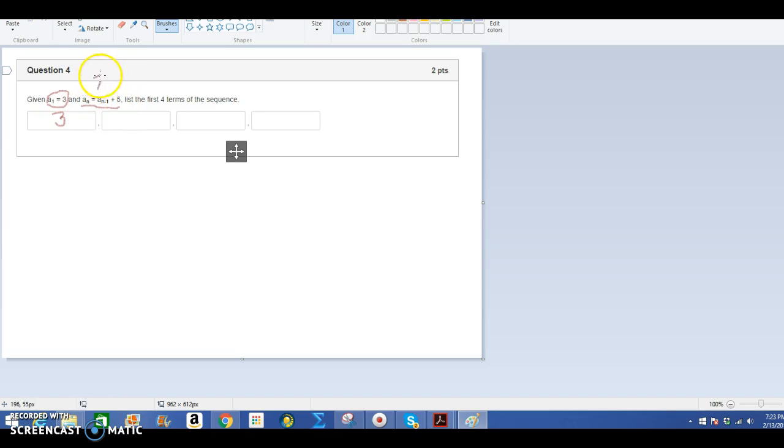This is a recursive formula. And the way I know it's a recursive formula is because it's telling me, get the next term in your sequence by adding 5 to the one that came before. So a sub n minus 1 is the term before. This is the one I want. So when I want this second term here, I'm supposed to add 5 to this term. So I've got 8. And then I keep building from there. I keep taking the term that came before and I add 5 to it. So my next answer is 13.